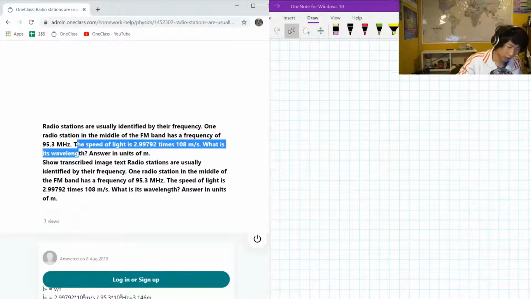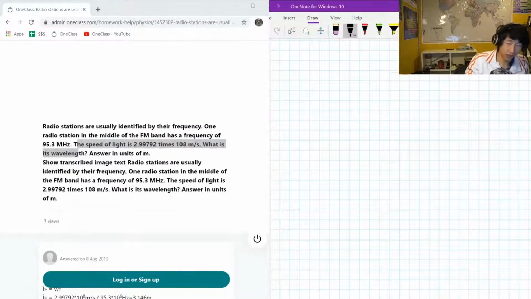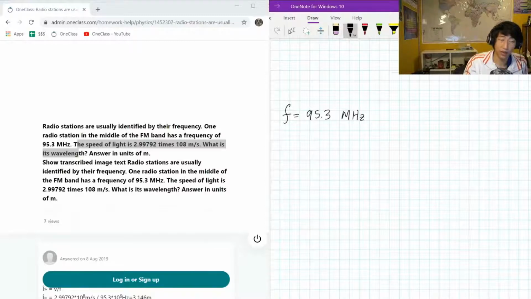Okay, cool. So let's look at our givens in this question. We are given our frequency is 95.3 megahertz. And that is actually a very reasonable number for an FM radio station. You've probably seen FM radio stations around maybe from about 80 to like 120. Those are typically the frequency ranges that we'd expect.